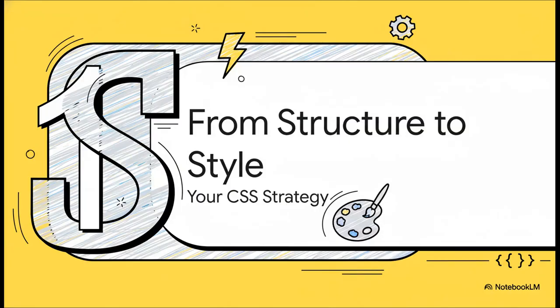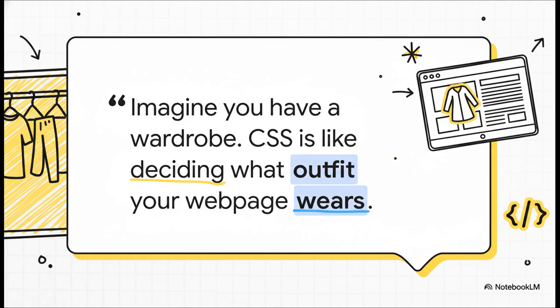First things first, let's talk about style. We're going to move from the pure structure of HTML to the visual presentation. And that is all handled by CSS, or as it's officially known, cascading style sheets. A really great way to think about this is to imagine CSS as your web page's wardrobe. And just like there's more than one way to put an outfit together, there are a few different ways to apply styles to your HTML. Let's take a look at the three main strategies.